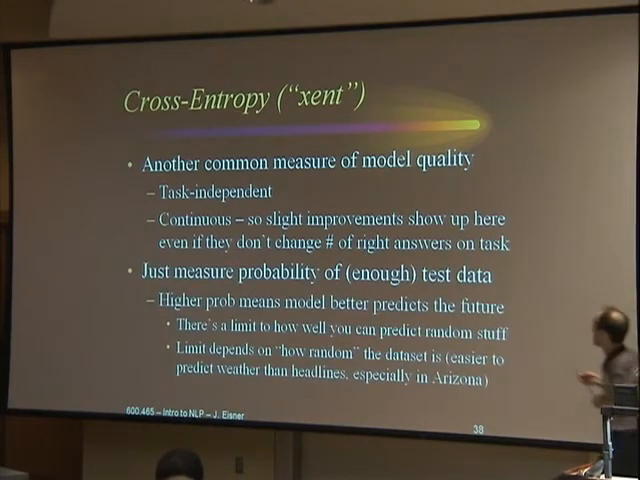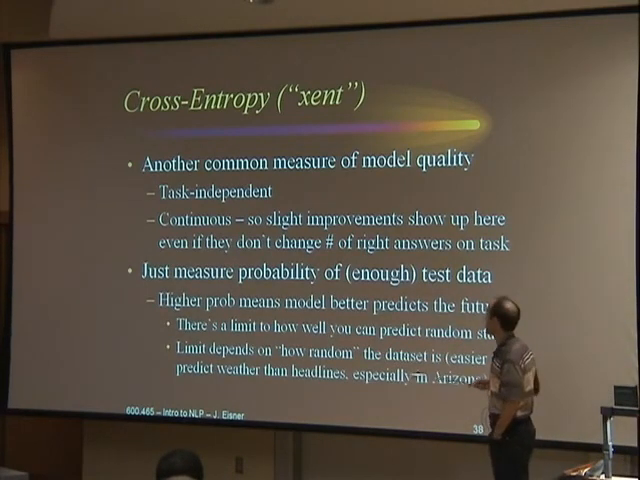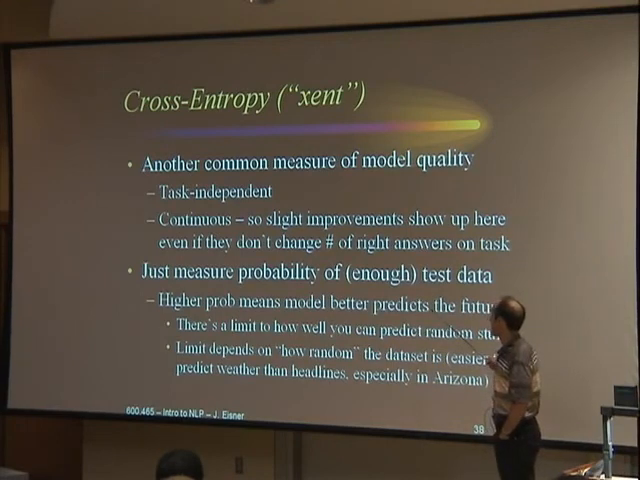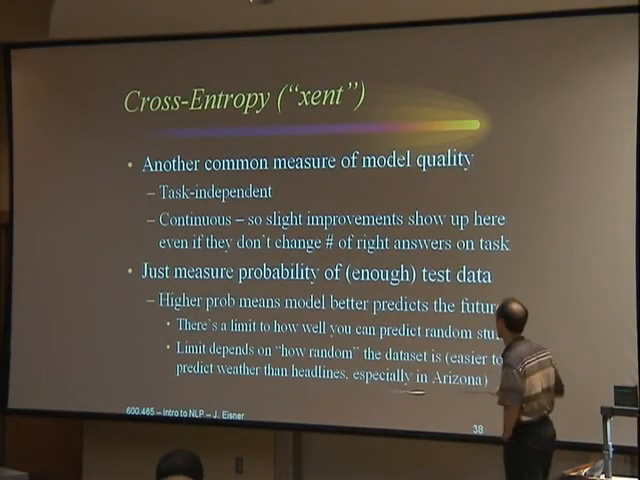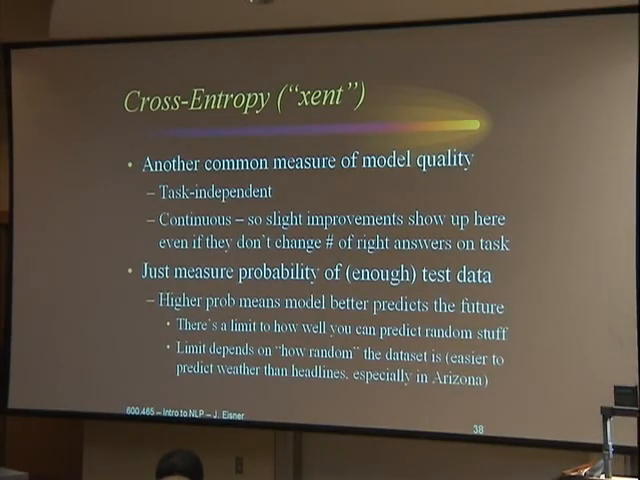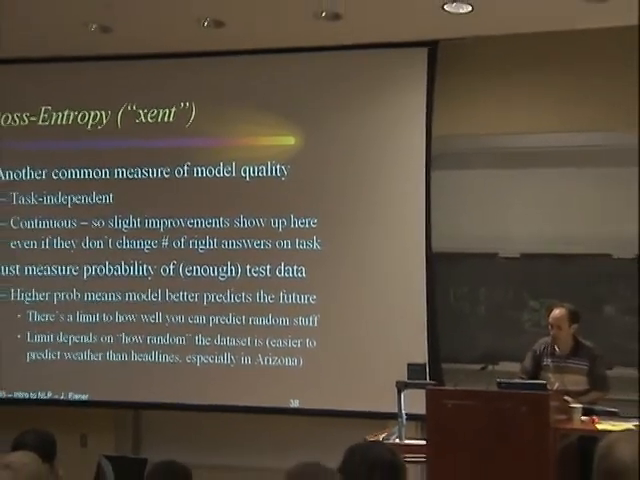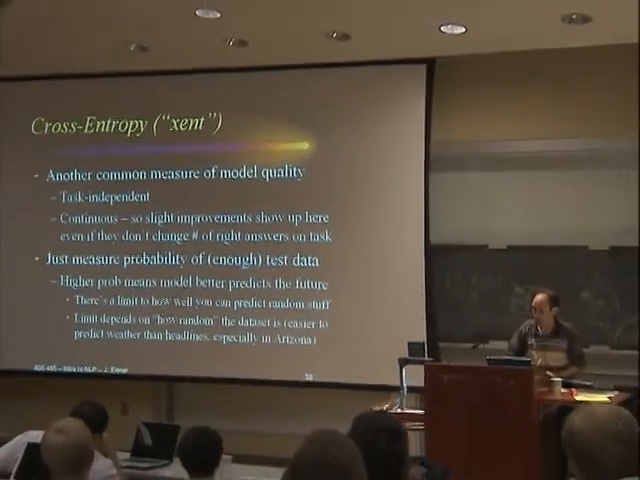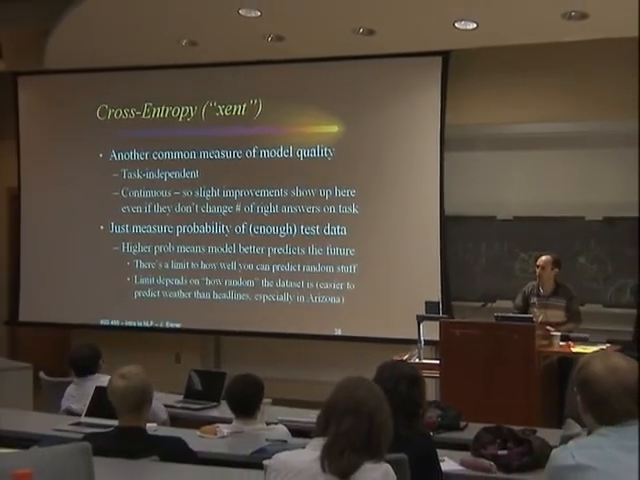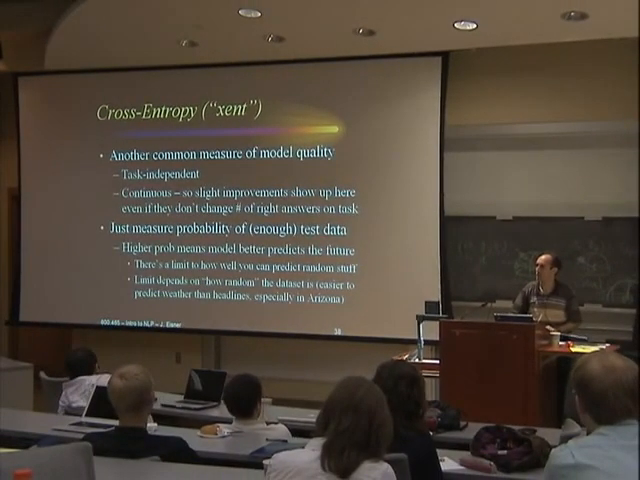OK, so the way you do this is you just take some test data and you measure its probability. If you have a higher probability, that means the model was better at predicting the future. And you'll never be able to predict the future with 100%, right? You'll never be able to assign probability 1 to data in the future. But you can maybe do better with one model than another, and that's some indication that that model is doing a better job of capturing the generalizations from the training data in a way that projects forward into the future where you look at test data.